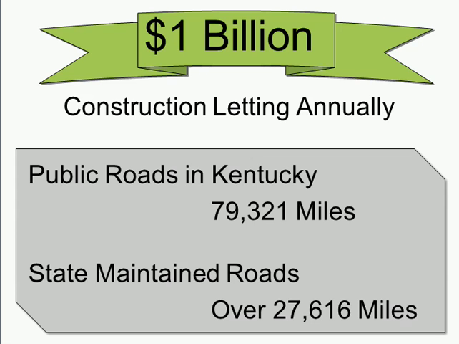However, the question that we often ask is, how do we decide how to spend these funds? In Kentucky, we have over 79,000 miles of public roadways, with the state being responsible for over 27,000 miles of those roads. So how do we know where our greatest needs are? Next.